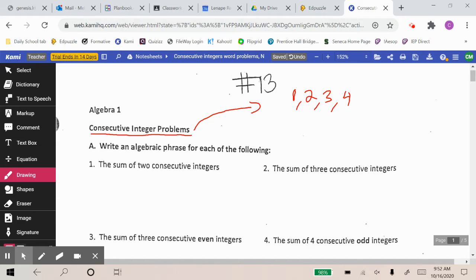Now, if you look, to get the next number, you would just keep adding one. So if I want to get the next number, I would add 1 to 4, I would get 5, 5 plus 1 is 6, 6 plus 1 is 7, and so on.